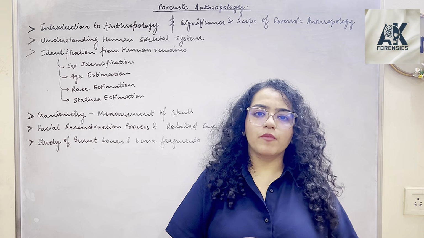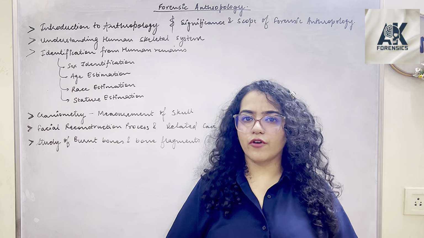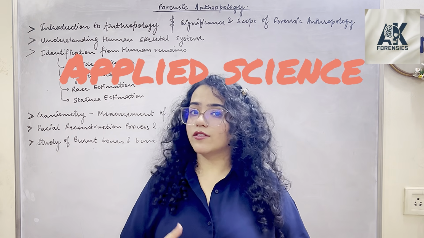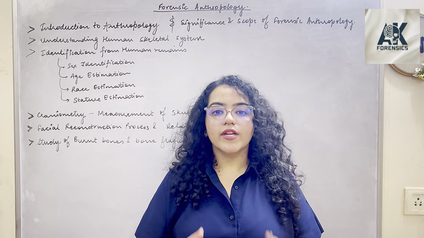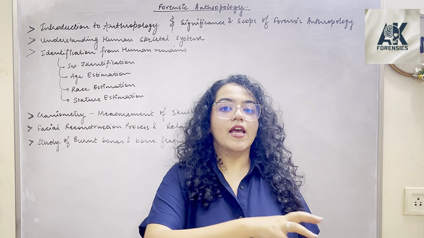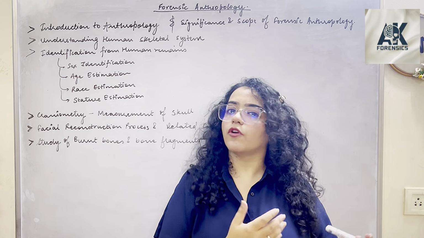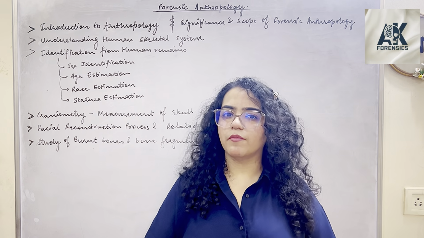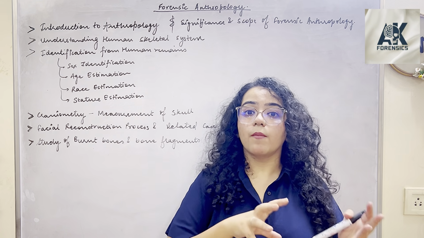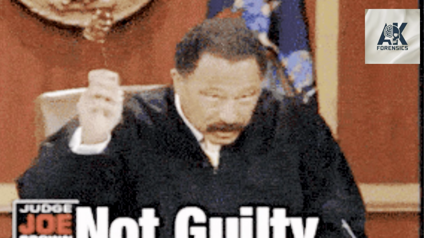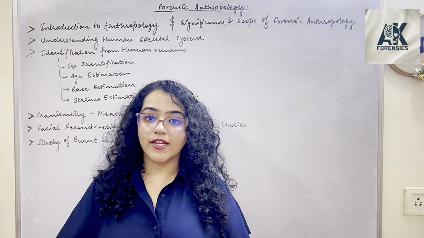So, you must be having a basic idea of forensic sciences, right? Forensic science is an applied science, it is not a basic science. Forensic science actually applies the principles taken from the natural sciences, from the basic sciences like physics, chemistry, biology, and applies those principles to solve the intricacies of the criminal justice system, right?